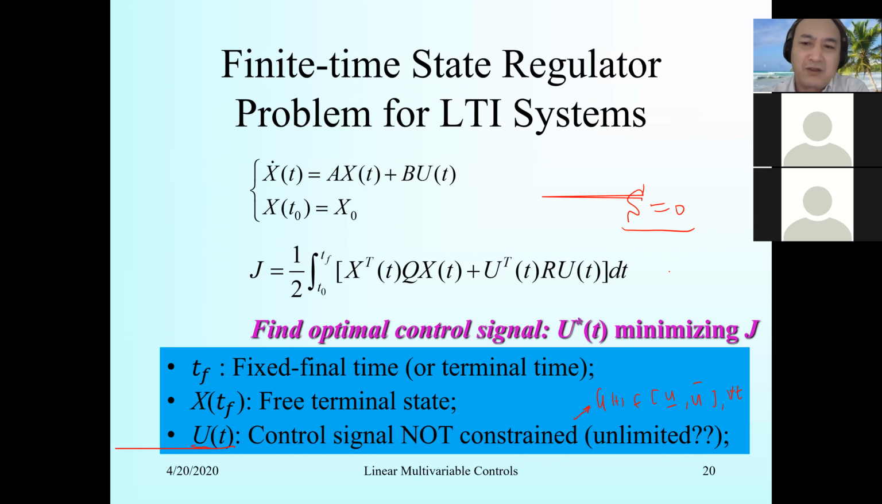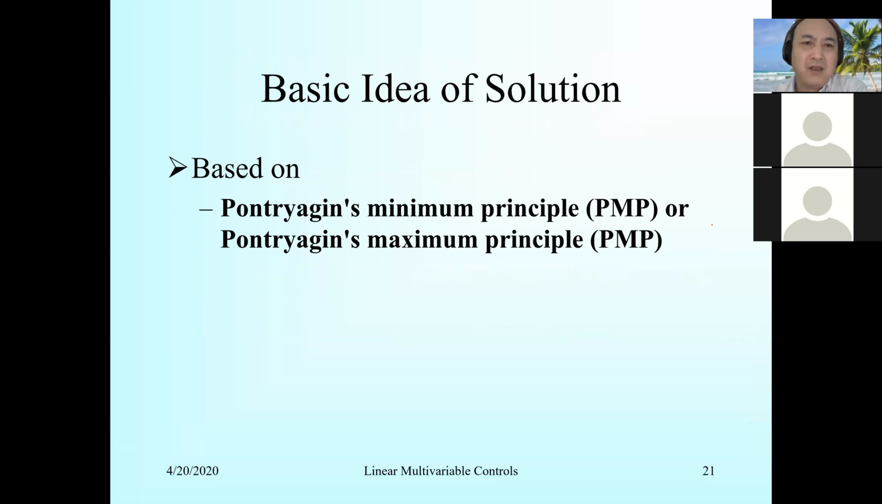Our goal is to solve for u star (t), such that J of u star (t) will always be less than J of u(t) for whatever u(t) you put there. It's always bigger than the star. Star is the optimal solution. The basic idea of the solution actually stems back to Pontryagin's maximum principle.